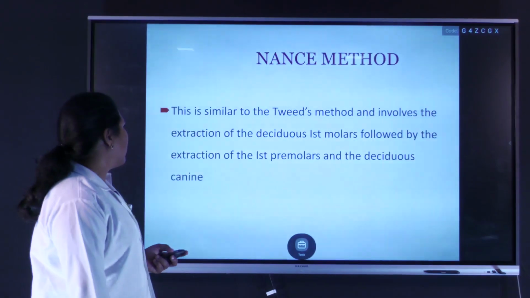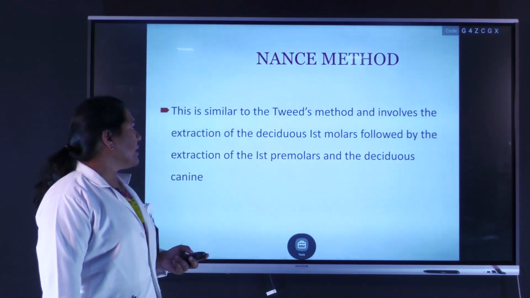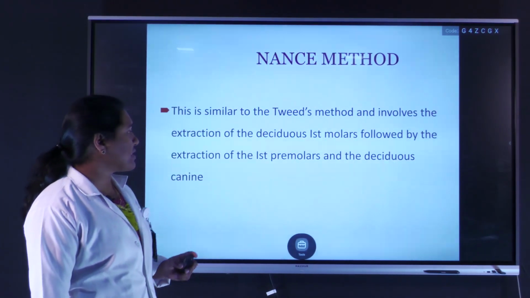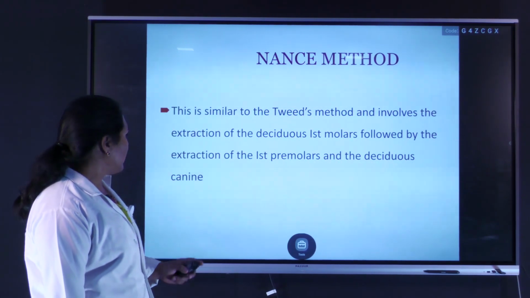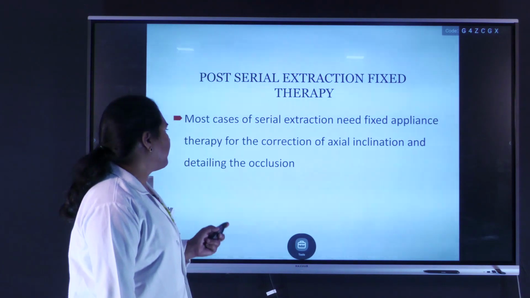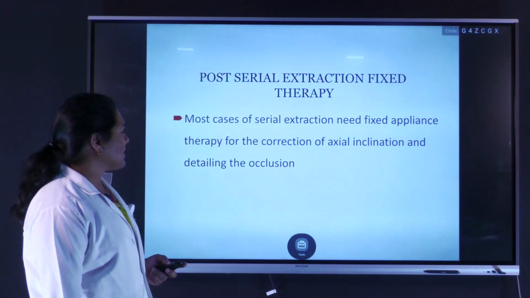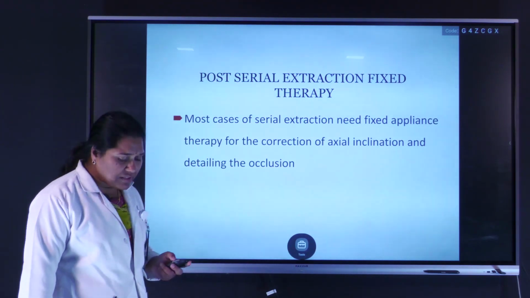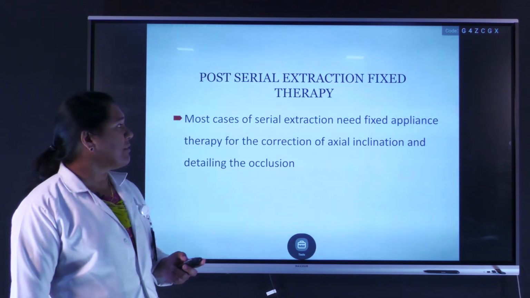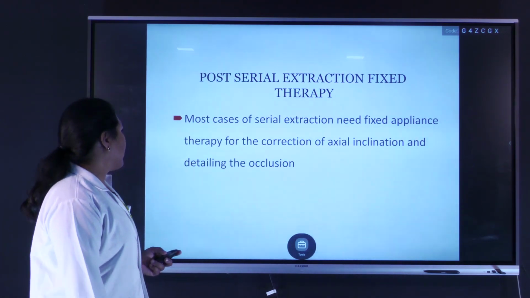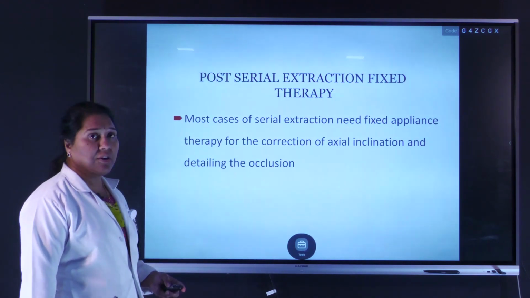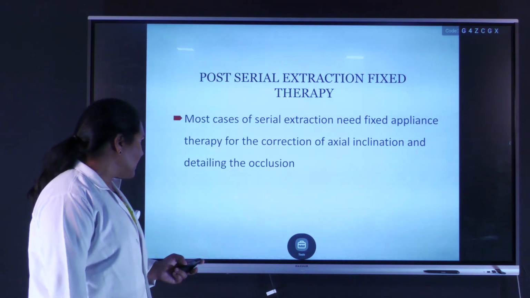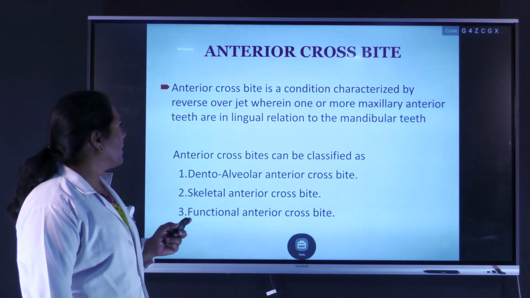Coming to Nance method, this is similar to Tweed's method and involves the extraction of the deciduous first molars followed by the extraction of the first premolars and the deciduous canine. So, post serial extraction fixed therapy: what happens after serial extraction? There is a need for using fixed mechanotherapy. Most cases of serial extraction need fixed appliance therapy for the correction of axial inclination and detailing the occlusion.